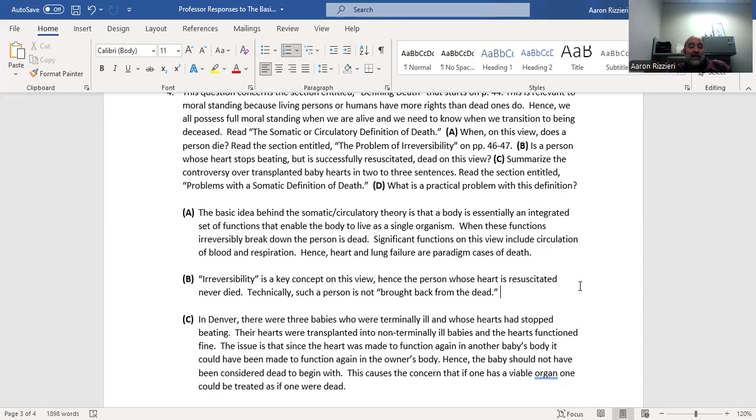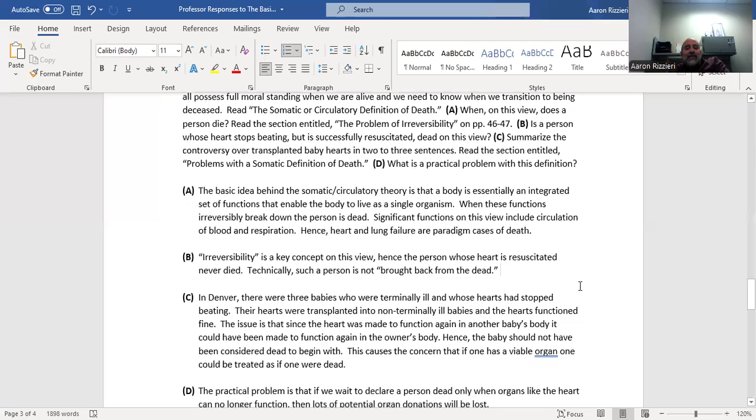Is a person whose heart stops beating but is successfully resuscitated dead on this view? And the answer is no, because the definition of death includes this notion of irreversibility. So I say here, irreversibility is a key concept on this view. Hence, the person whose heart is resuscitated never died, because their heart did not stop beating permanently, their blood did not stop circulating permanently. So technically, such a person is not brought back from the dead. On this view, they never died to begin with. They just suffered heart failure.